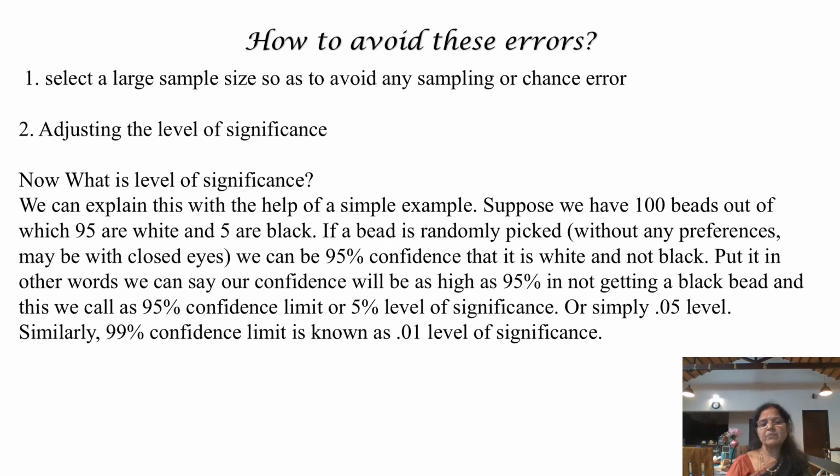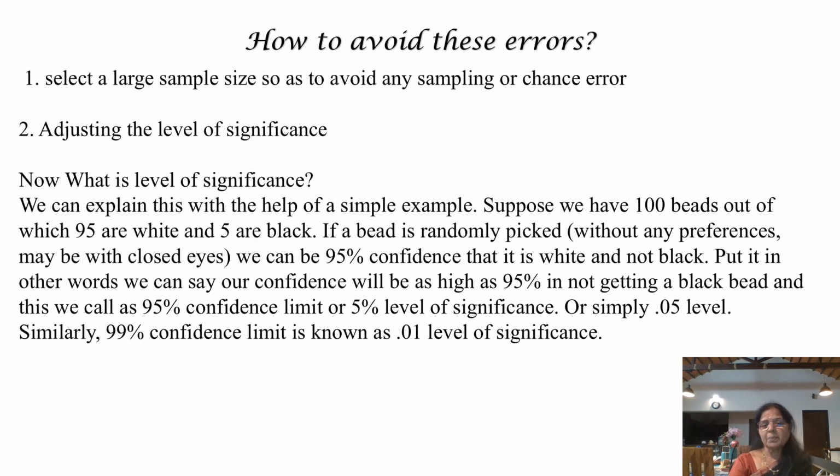Now you should know what the level of significance is. I'll tell you this with the help of a simple example. Suppose we have 100 colored beads, out of which 95 are white and 5 are black. Now suppose I randomly pick one bead. Remember, the choice is random, not with any preference. I'm not going to choose the color I like. I'm going to choose one bead out of these 100 beads randomly. I may even close my eyes and pick up one bead.